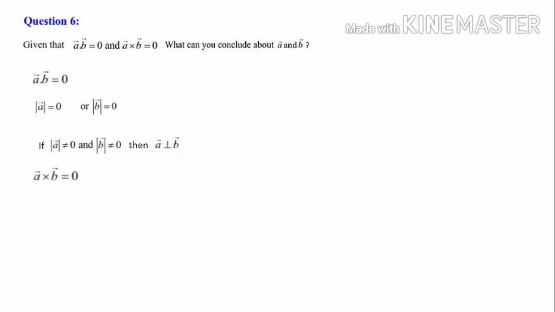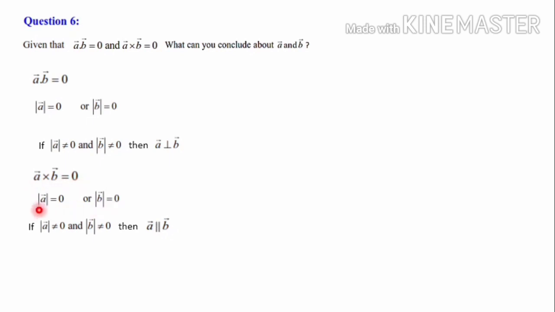The next case: vector A cross vector B is equal to 0. Here also the first conclusion is the same: modulus of vector A equal to 0 or modulus of vector B equal to 0. If modulus of A is not equal to 0 and modulus of B is not equal to 0, then by using the properties of the cross product, we can say that the two vectors are parallel. So in the A cross B equal to 0 condition, if you observe, here also we are getting two conclusions.